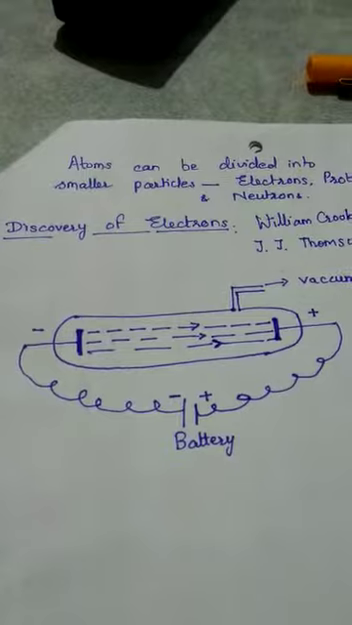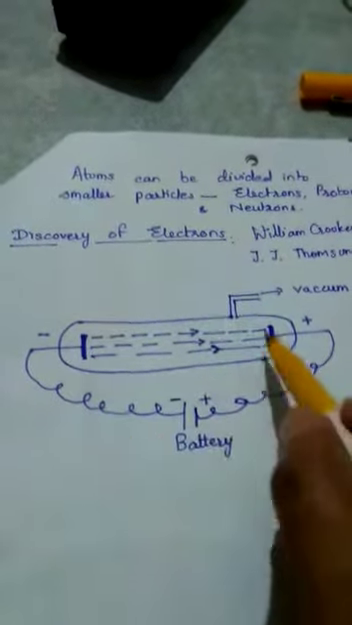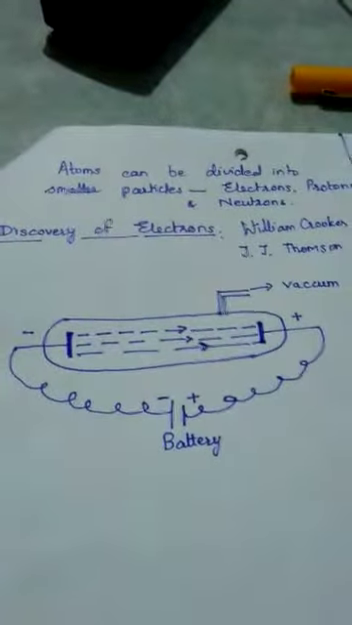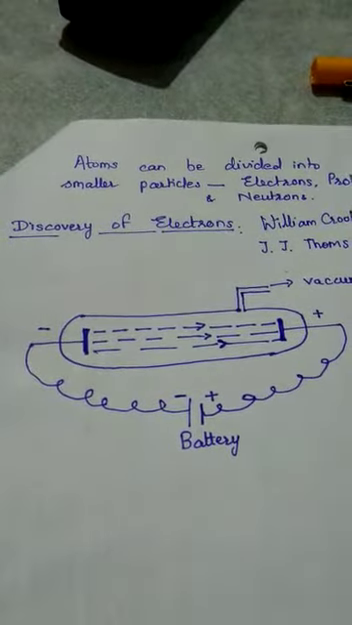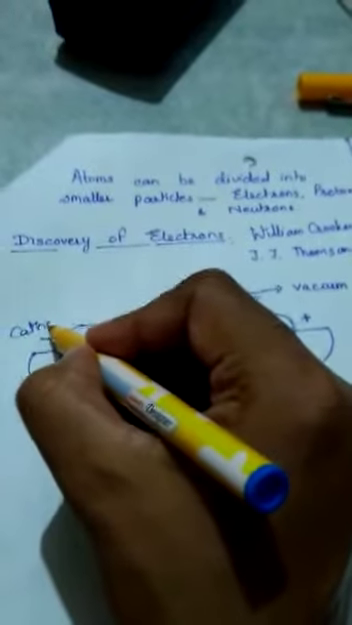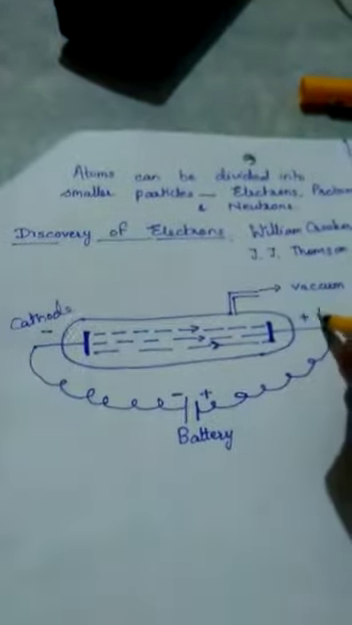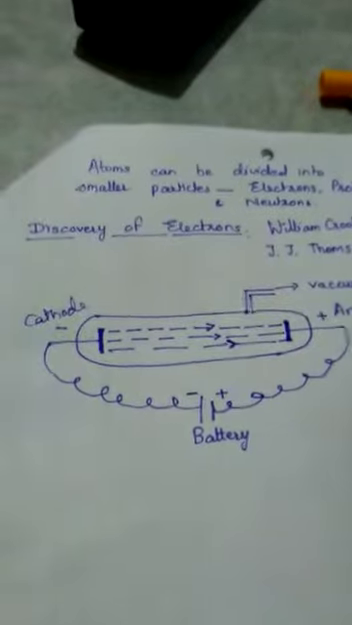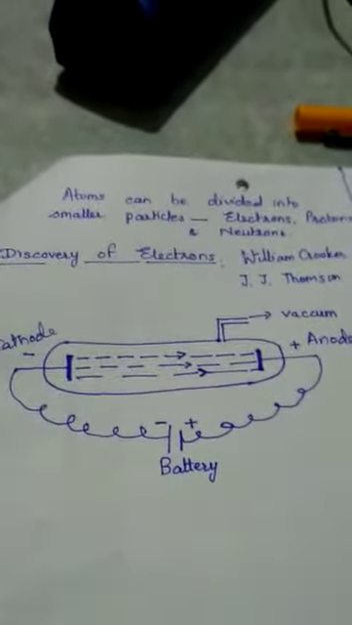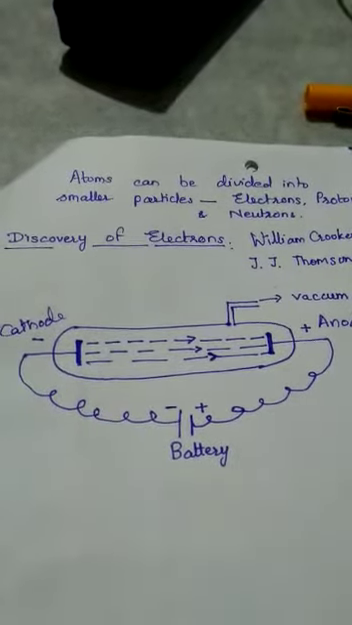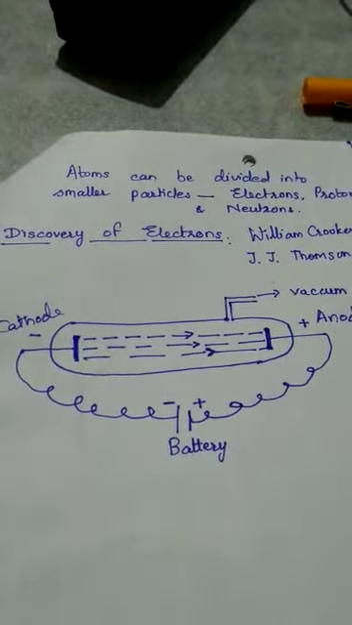Now this discharge tube is fitted with two metal plates. The metal plates are known as the electrodes. The one which is connected to the negative terminal is known as the cathode, and the one which is connected to the positive terminal is known as the anode. We know that metals are good conductors, so we use metals as the cathode and the anode.